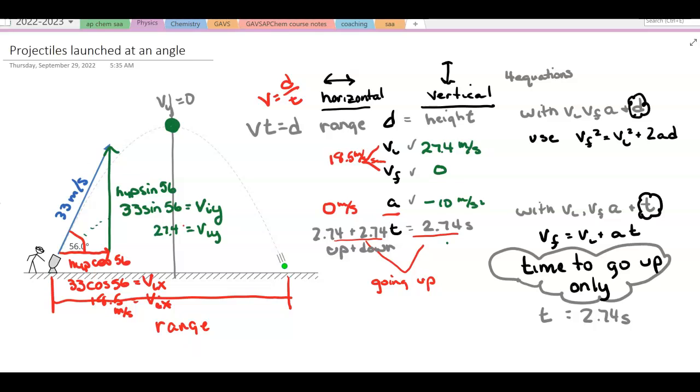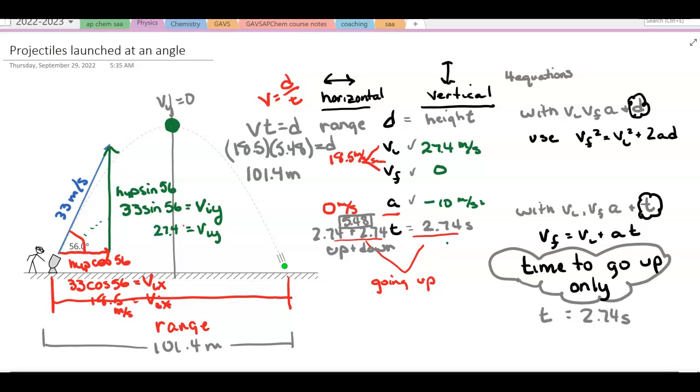So here we have a velocity of 18.5 times the time, that would be the total of 5.48, would give me my total distance. Punching that in my calculator, 5.48 times 18.5 gave me a range of 101.4 meters. 101.4 meters is my range. And that's how I resolve each of the parts of a projectile launched at an angle.